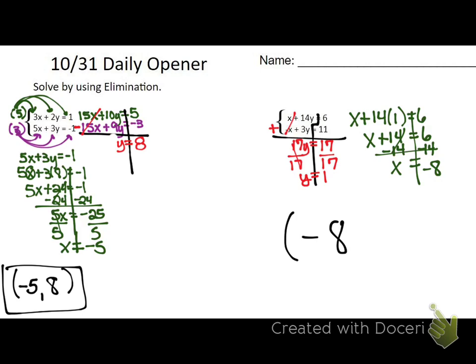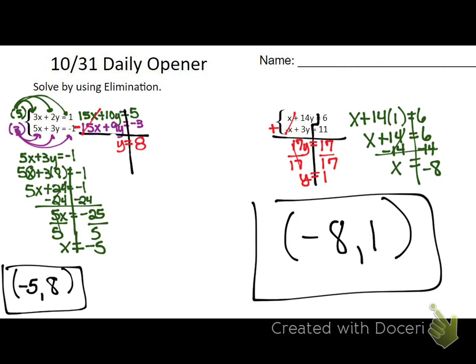Negative 8 and 1. Nice job. He's like, no, stupid. How are you guys feeling about them? I'm not feeling good about these. Neither am I. I'm like, substitution is better. You like substitution better? Yeah. You are the lone individual, I think, who likes substitution better. That's okay. I hate both.